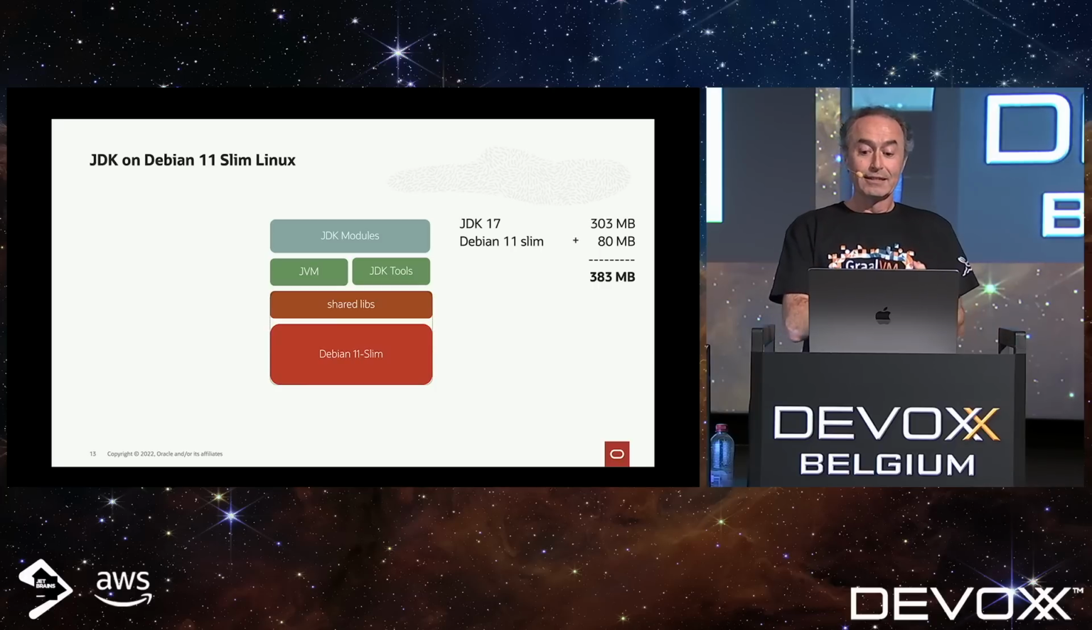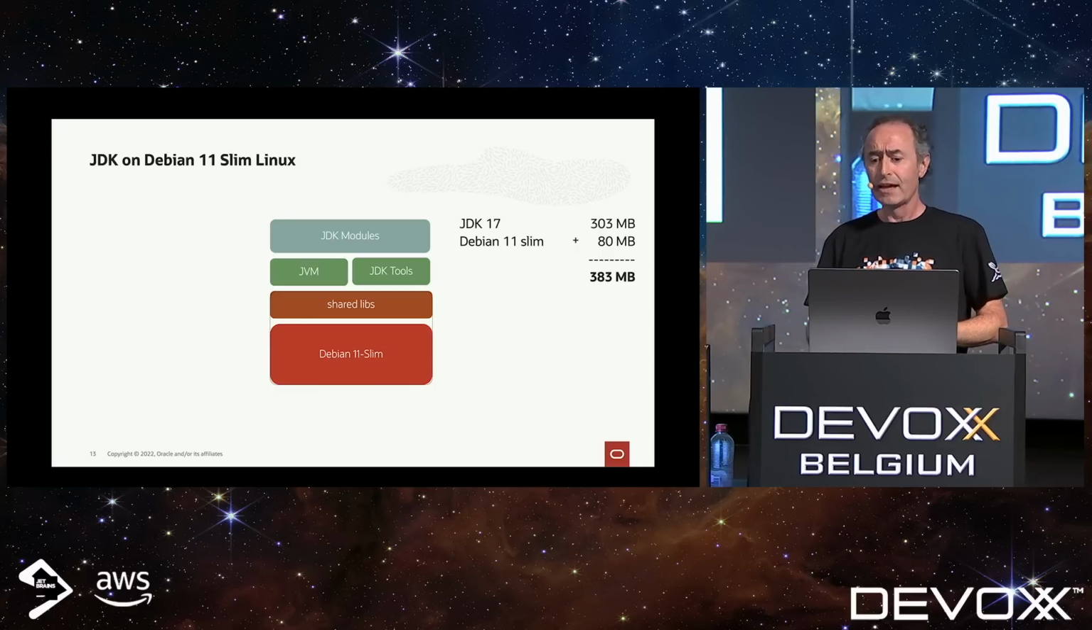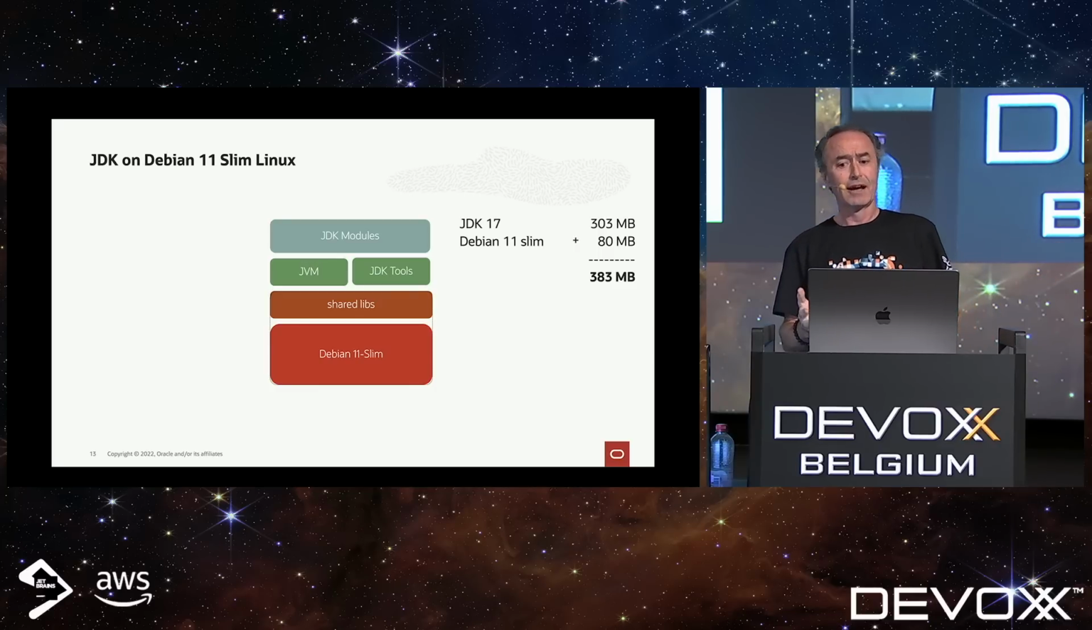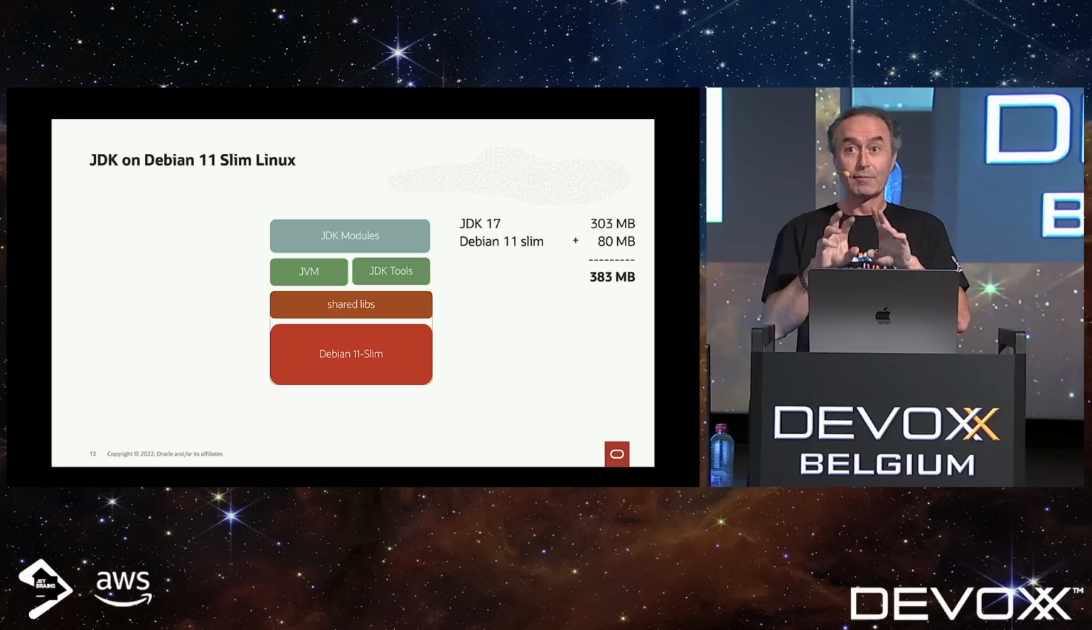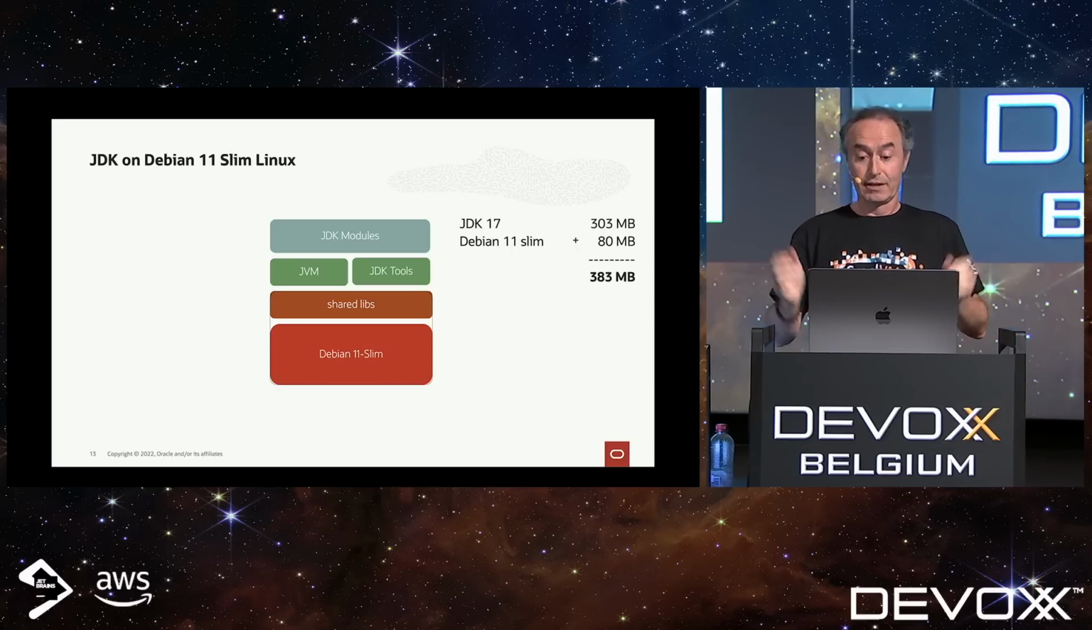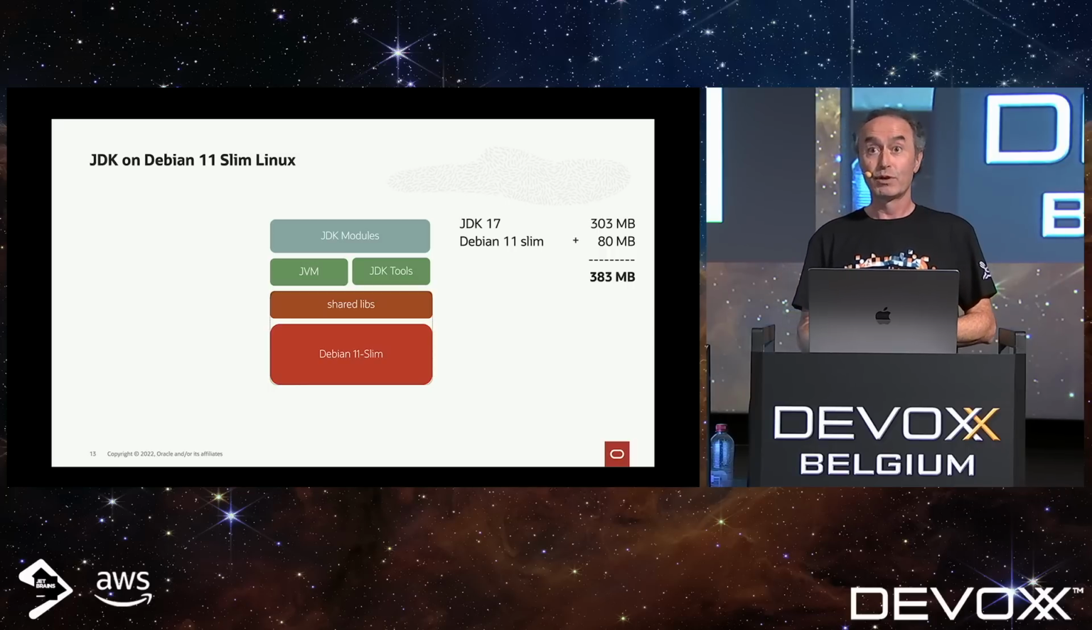So naively, I might get Debian 11, a small, slim image, about 80 meg, and I download the JDK 17 and unzip it, which is about 303 meg. I put it in there, and I can just type jwebserver, boot it, and it'll run. So that's 385 meg. It's a pretty big image.